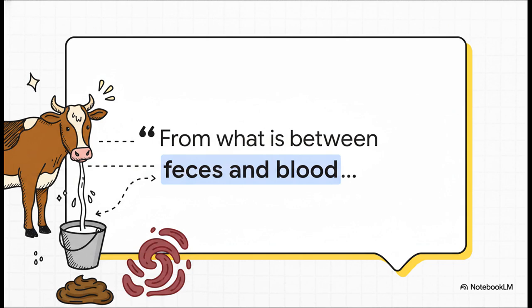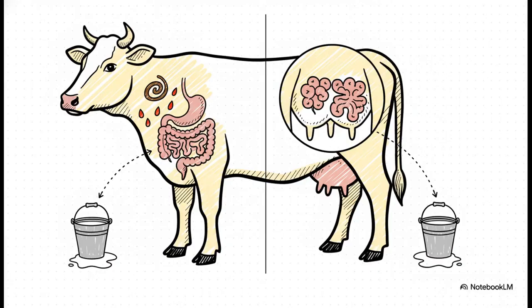Okay, next up, the source looks at a claim about how milk is made, specifically in cattle. The verse says it comes from a place between feces and blood. And again, you see this direct comparison. The analysis points out that milk production in mammals has nothing to do with the digestive tract. Instead, it's produced by specialized mammary glands, a completely separate system altogether.